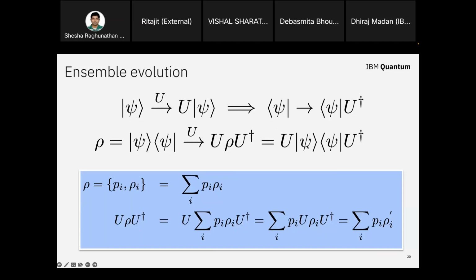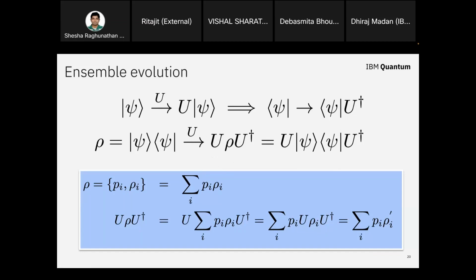So that again will be a pure state, right? And so the evolution of a density matrix from a pure state on applying a unitary goes to U rho U dagger, and that's the final state, which, let's assume, is rho prime. It evolves to rho prime. The final rho prime is represented by U rho U dagger.